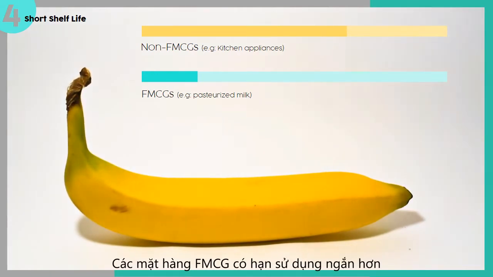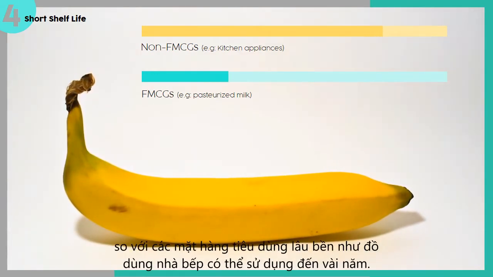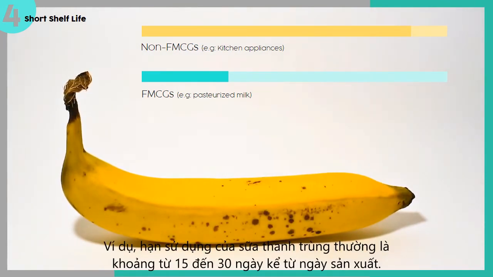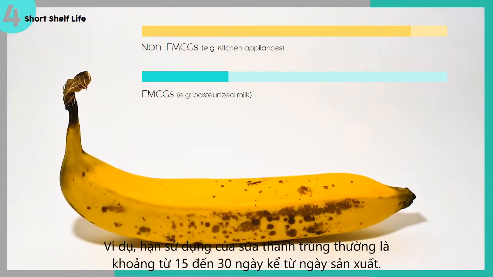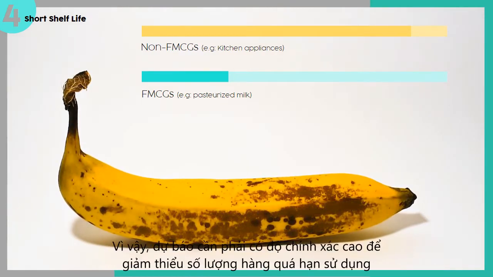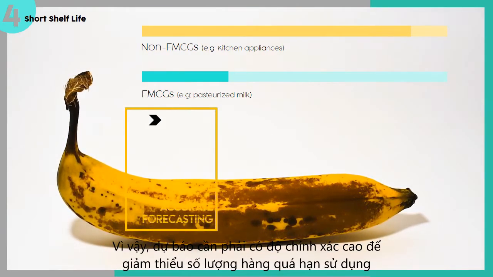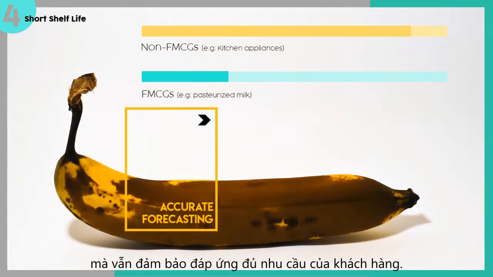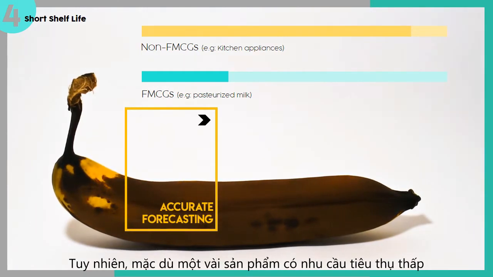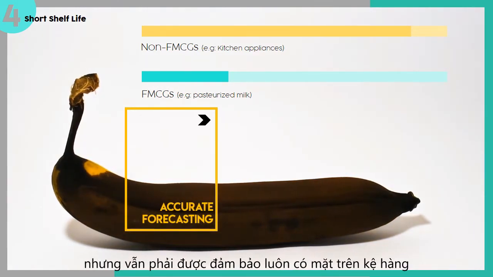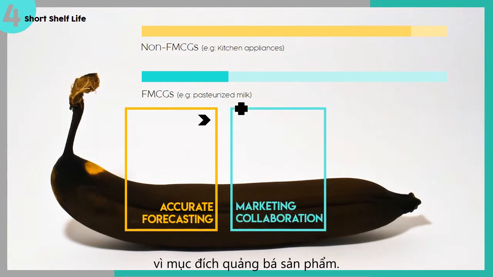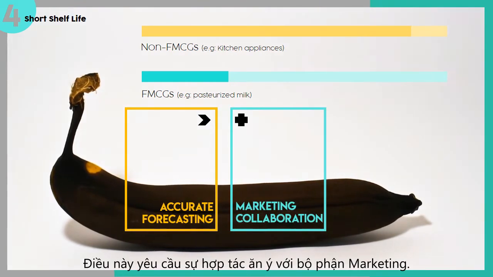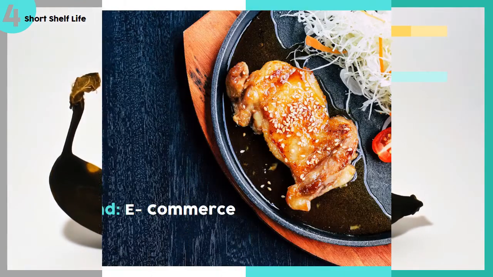FMCGs have a shorter shelf life compared to durable goods like kitchen appliances, which are replaced after several years. For instance, the average expiry date for pasteurized milk is usually 15 to 30 days after production. Thus, forecasts must be highly accurate to reduce the possible number of obsolete products, ensuring that there are just enough products in planning to meet customer demand. However, despite possibly low demand, certain FMCGs must be available at stores for marketing purposes, requiring collaboration with marketing teams.